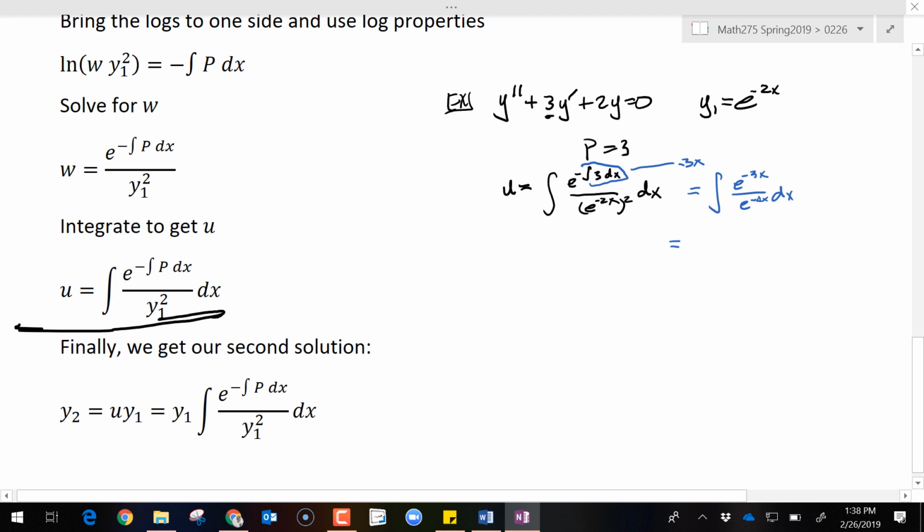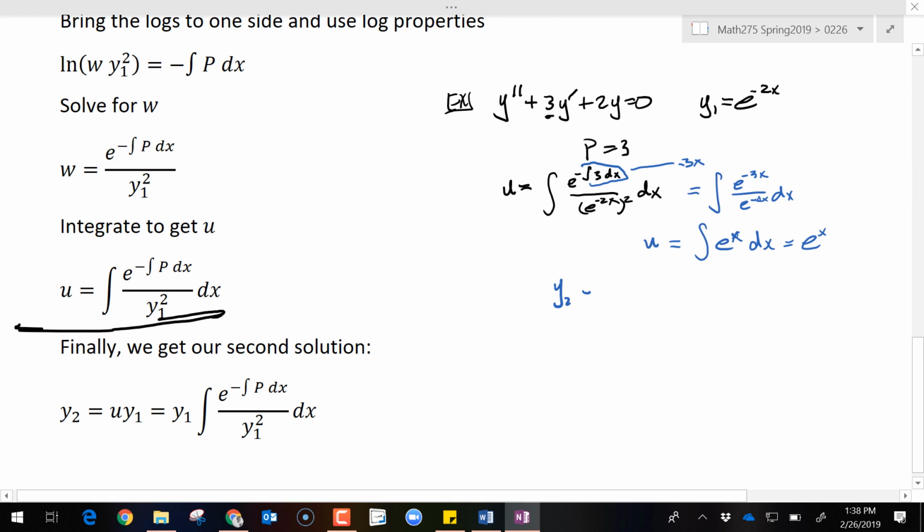We can simplify this, can't we? What is this? Negative 3 minus negative 4. Positive x, e to the x. Oh, that's just equal to e to the x. Look at that. And remember, let's not worry about the plus c. So that's what u is equal to.